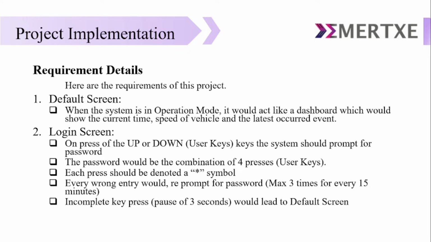For the second feature, that is the login screen, on the press of up or down key, the system should prompt the password. The password would consist of 4 presses. Each press should be denoted as a # symbol. Every wrong entry would reprompt the password. The maximum attempt for the password entries is 3 times. Incomplete key press should return back to the default screen.